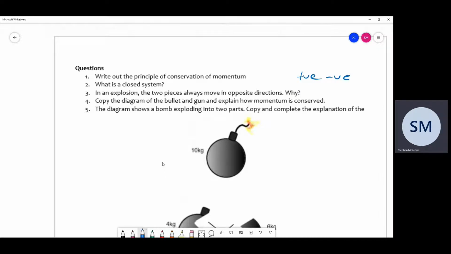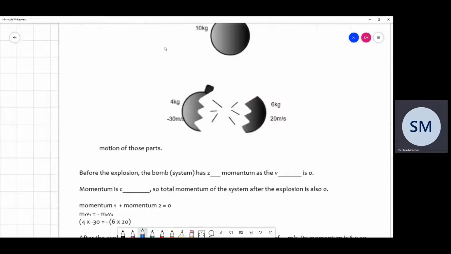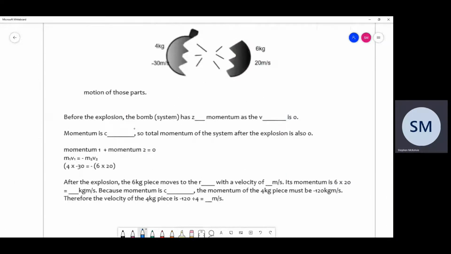Well, it'll be the same thing as this fill in the blanks bit here. Before the explosion, the system has 0 momentum as the velocity is 0. Momentum is conserved, so total momentum in the system after the explosion is also 0 kilogram meters per second. Momentum 1 plus momentum 2 equals 0, because that's the momentum of the bomb or the other part of the bomb, or the gun and the bullet or whatever.